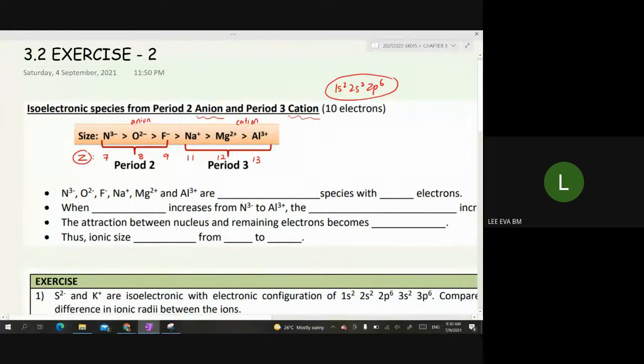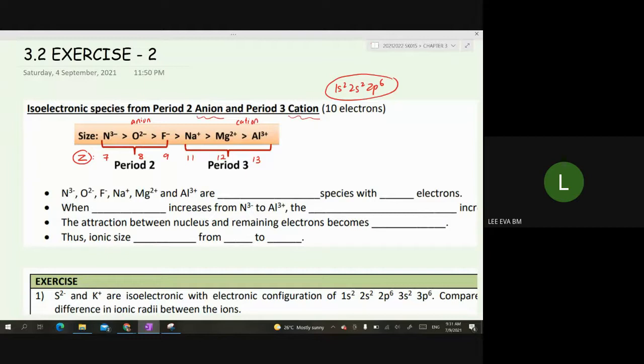From 7, 8, 9, then in between, actually, with 10 electrons here we have neon, but we are not comparing neon. Then we have 11, 12, 13. So all over here, you can see a very obvious trend, which is the increase in the proton number. To remember: proton number increases, effective nuclear charge increases, and it will lead to a smaller size.